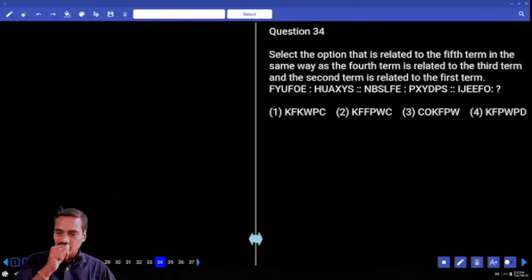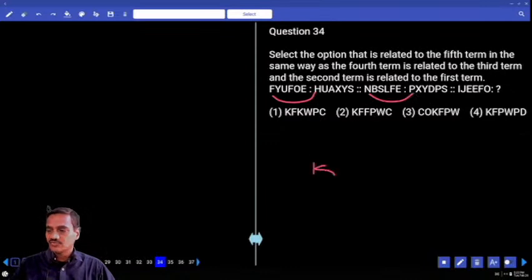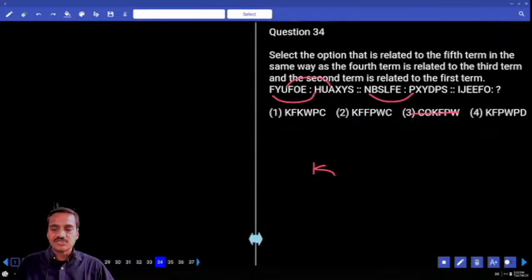Then 34, F and H. What is the difference we have? Plus 2. N and P, plus 2. I plus 2 is K. The first letter is K, so choice 3 is ruled out. Then the second letter is common in all of these. Then we need to check the third letter, U and A. 21 plus 6 is 27.